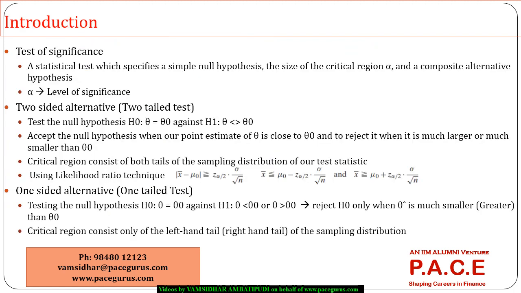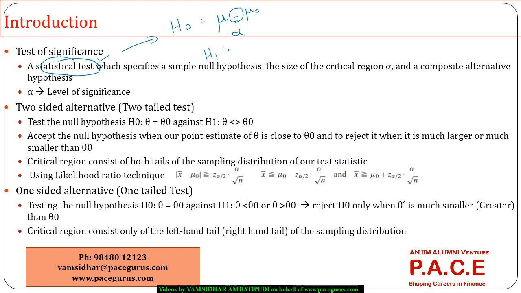On the introductory front, when I say testing of significance, we are bringing in a statistical test. In this statistical test, we will have a null hypothesis H naught, and in the null hypothesis, we said that there is a direct equality, mu equal to mu naught. So there is something involving equality in a null hypothesis. I have to specify my critical region alpha, and even an alternate hypothesis.